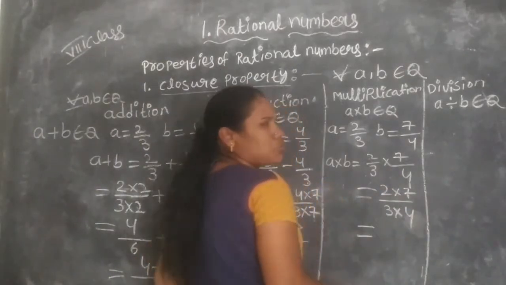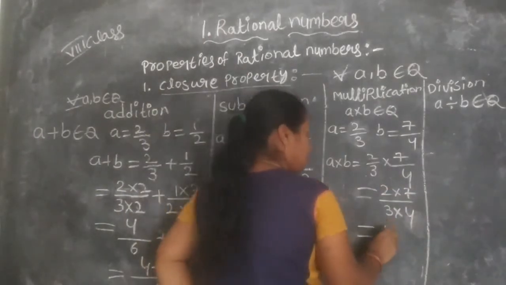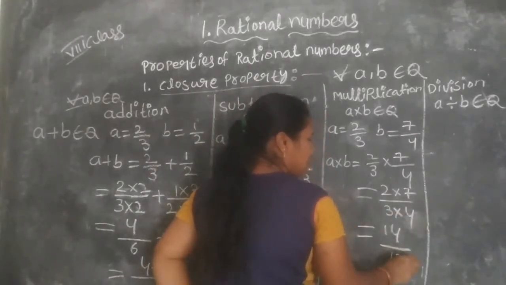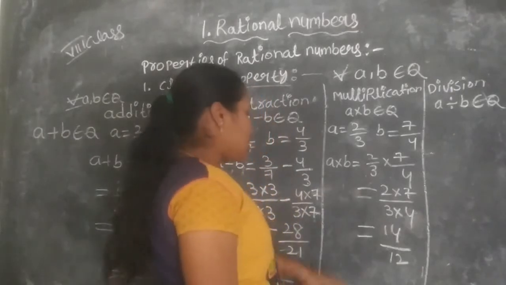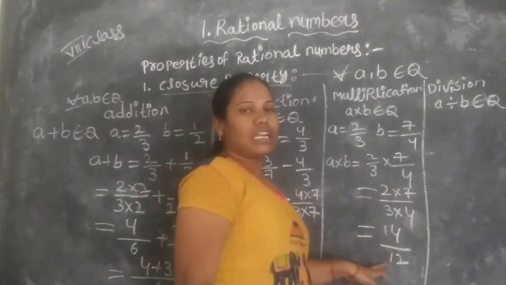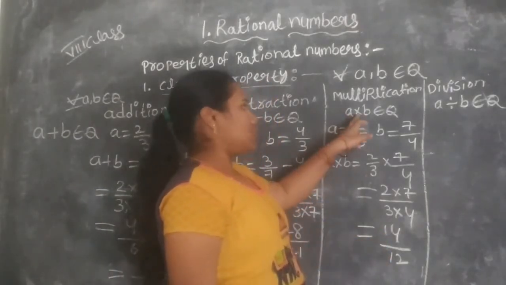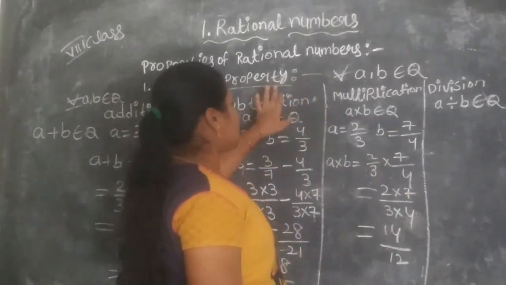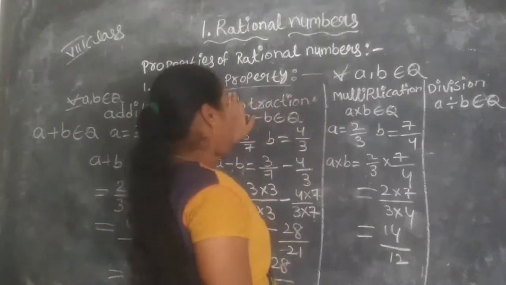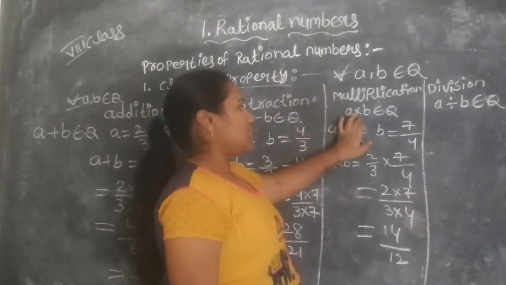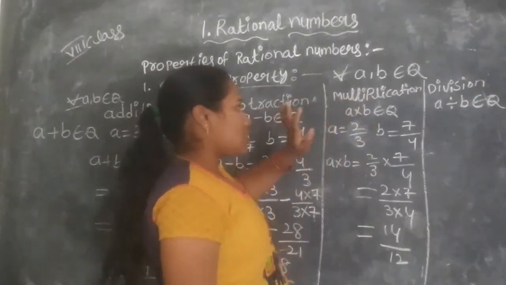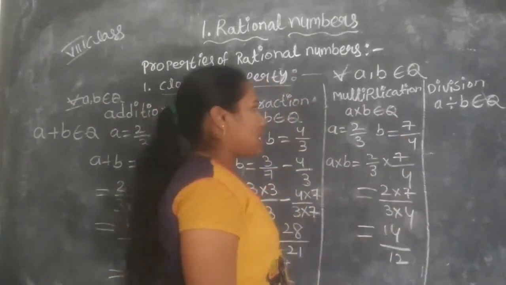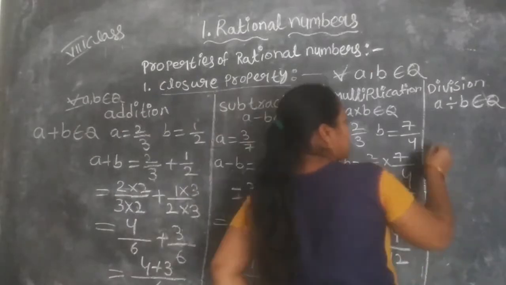2 into 7, 2 sevens are 14. And 3 fours are 12. Is 14 by 12 a rational number? Yes. So a into b belongs to Q. So this property is closed under multiplication. And next is division.